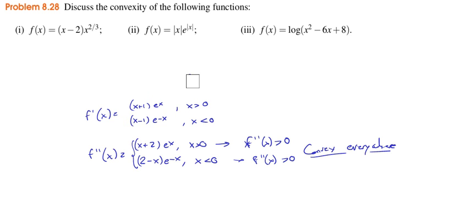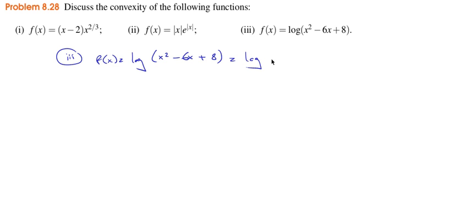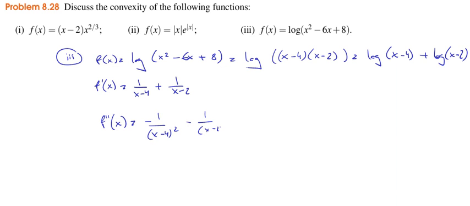Now let's do the third part. The third part is f equal to the logarithm of x squared minus 6x plus 8. You can actually factor this polynomial: it is (x minus 4) times (x minus 2) if you get the roots, or in other words, the logarithm of (x minus 4) plus the logarithm of (x minus 2). So the first derivative is just 1 over (x minus 4) plus 1 over (x minus 2), and the second derivative is minus 1 over (x minus 4) squared minus 1 over (x minus 2) squared.